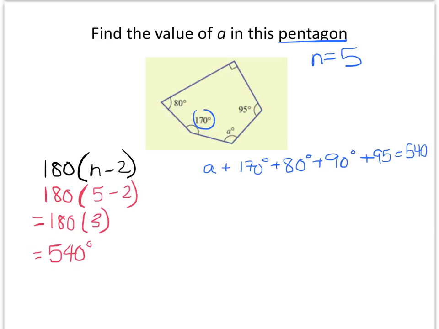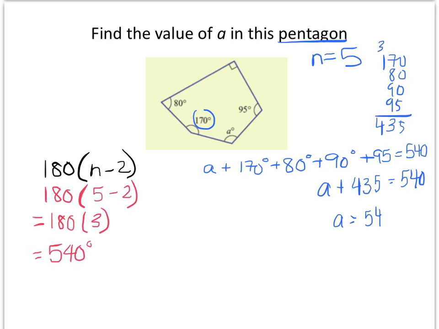535. Is that right? Okay, let's try that again. I'm actually going to write this down because I'm having trouble doing it all in my head. So 170 degrees, 80 degrees, 90, and 95. 5, 7, and 8 is 15, plus 9 is 24, plus another 9 is 33, and 3 and 1 is 4, so 435. So A plus 435 has to equal 540. To work out A, I'm going to do 540 minus 435, which gives me a value of 105 degrees.